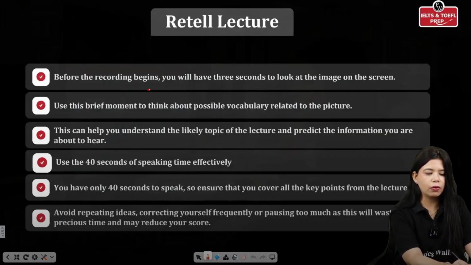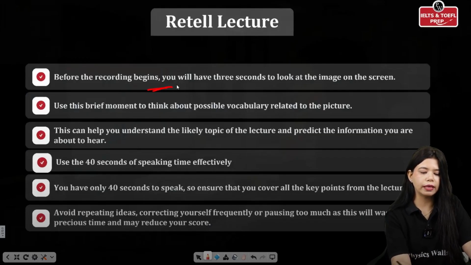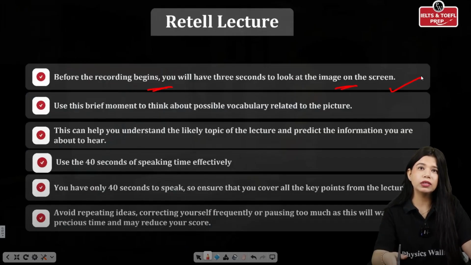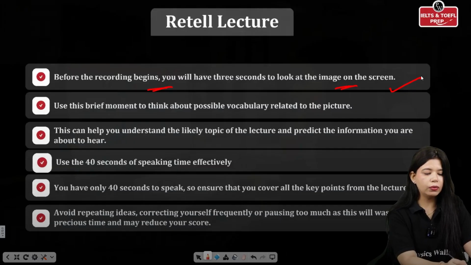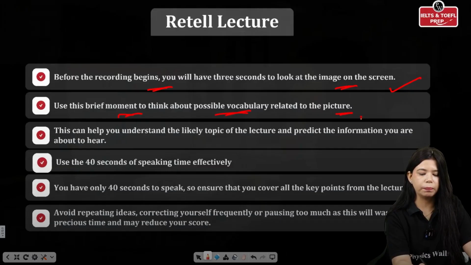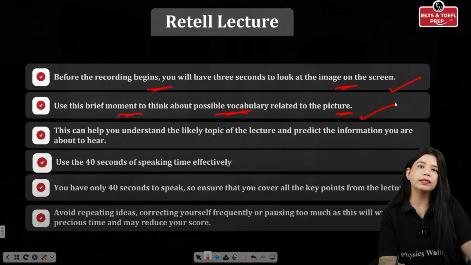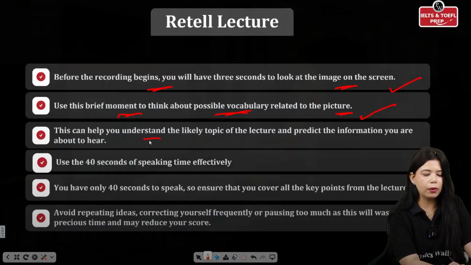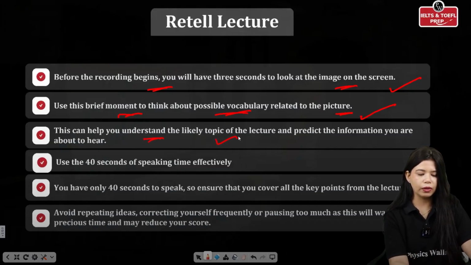Now, before the recording begins, you will have 3 seconds to look at the image on the screen. Use this brief moment to think about possible vocabulary related to the picture. Now in those 3 seconds, looking at that picture, you can predict what this entire audio is going to be about. This can help you understand the likely topic of the lecture and predict the information you are about to hear.